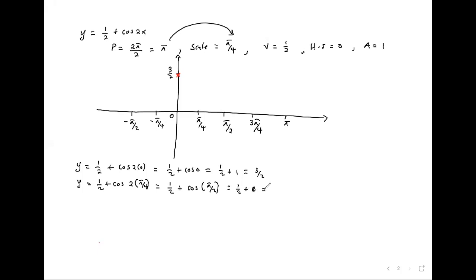Cos 90 is 0, so we get half. So meaning we have another point, half, made by pi over 4. Then we go to the actual 90: y is equal to half plus cos 2 pi over 2. This is half plus cos pi. Now cos pi is negative 1, so we get half minus 1, which is negative half. So we have another point, negative half, at 90, so it will be there. Okay.